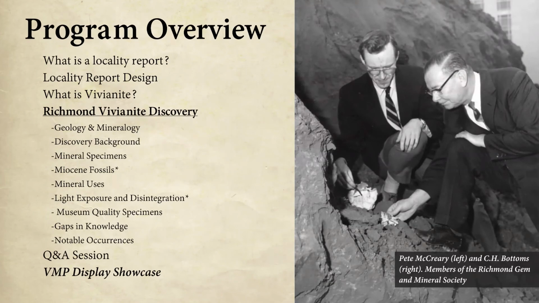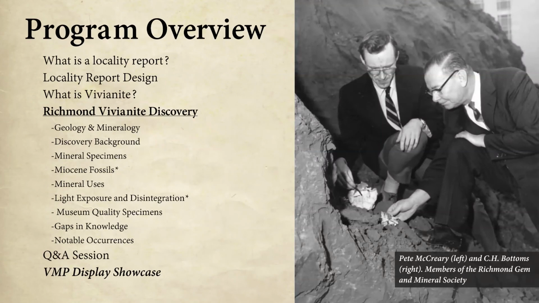And then I want to talk about what is Vivianite. Not everyone who may be watching this knows what Vivianite is. And then we're going to get into the bulk of the discussion, which is the Richmond Vivianite discovery itself: the geology, mineralogy, the discovery itself and the background, and mineral specimens. This locality actually had fossils associated with the Vivianite, so we'll talk a little bit about those fossils.